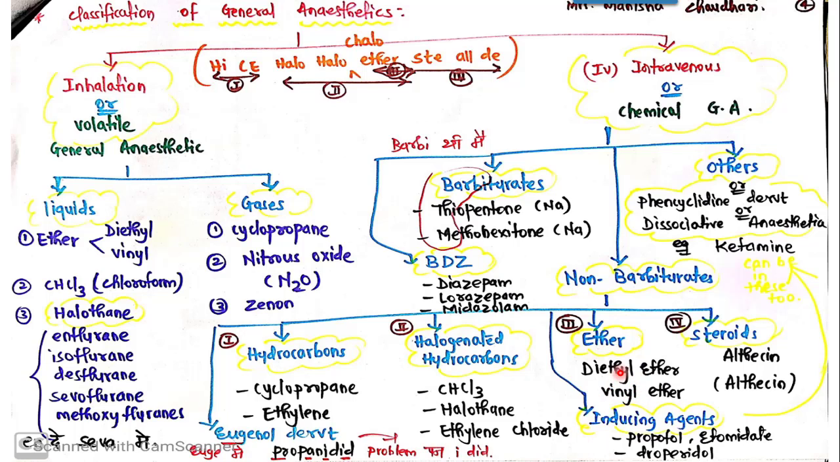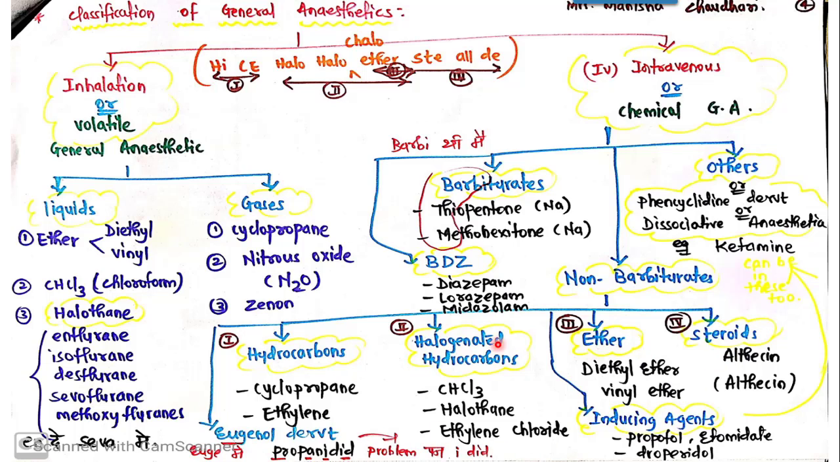Now when the first R is substituted with ethyl and the other R is also substituted with ethyl, it is diethyl ether. Right hand side R is ethyl and left hand side R is also ethyl, and in the center there will be O. So ROR is ether, and when both the R's are substituted with ethyl, it is diethyl ether, and then vinyl ether.